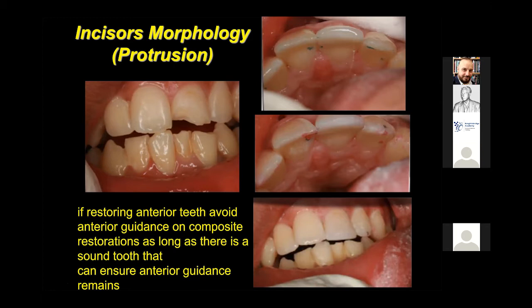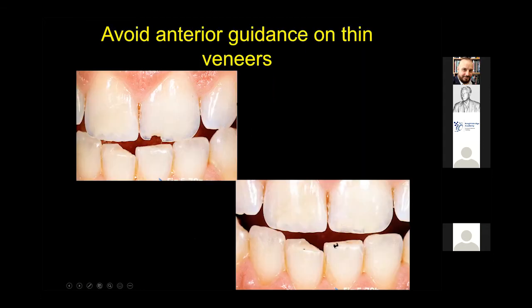The other thing is to consider the protrusive movements as well. In protrusive movements, when you have a class 4 restoration or you have a veneer, make sure if you have guidance on adjacent teeth, on a sound tooth in protrusive movement, you don't need contact in protrusive movement on the restoration, as long as there is a sound tooth which can actually ensure the guidance there. So if this tooth can ensure a protrusive guidance, you don't need a contact on your restoration. So that will save you possible troubles.